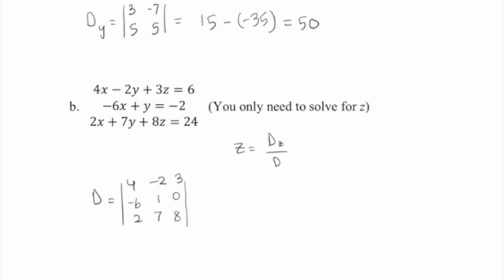Now to find the determinant of a 3 by 3, I'm going to use one of the methods shown in class, which was copying those first two columns over here to the right side of this matrix, and then multiplying these diagonals. So always start from the top left down to the bottom right. So 4 times 1 times 8 is 32. Negative 2 times 0 times 2 is 0. And 3 times negative 6 times 7 is negative 126.